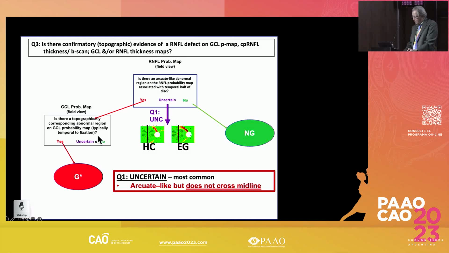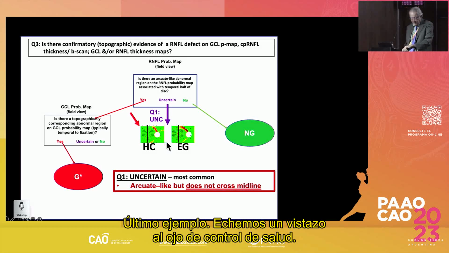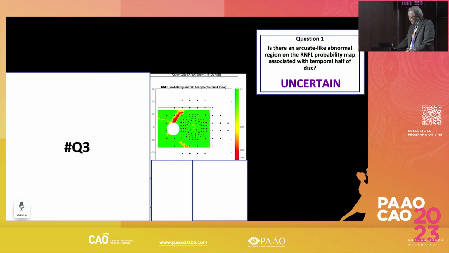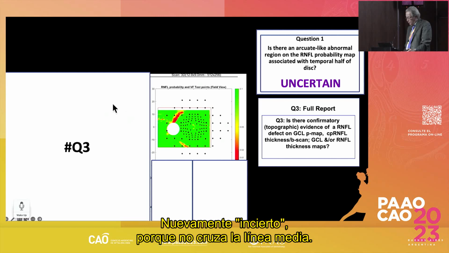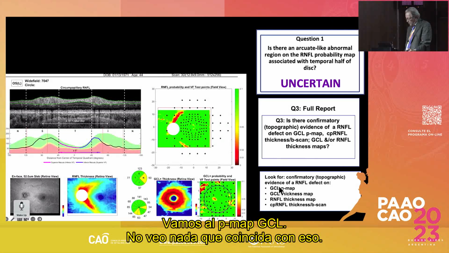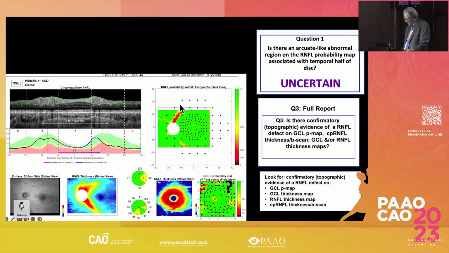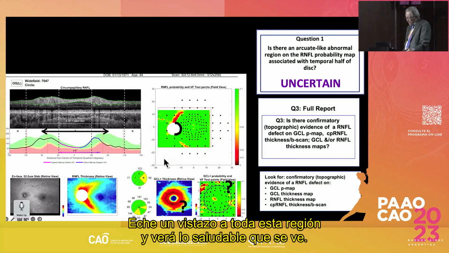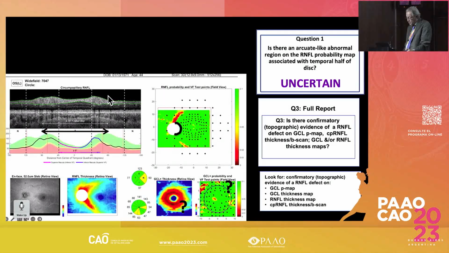All right. Last example, let's take a look at the healthy control eye, right? Again, uncertain because it doesn't cross the midline. You go to the whole report, you uncover the rest of it, you go to the ganglion cell probability map. I don't see anything that's consistent with that. You come over here, there should be nothing consistent with it. You take a look at the whole region here, and you see how healthy this looks, right?